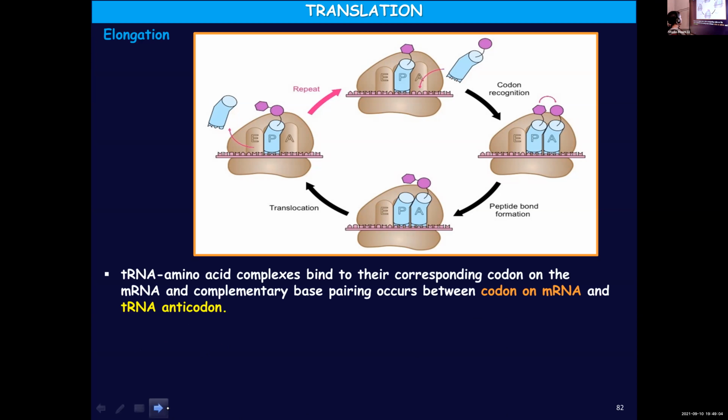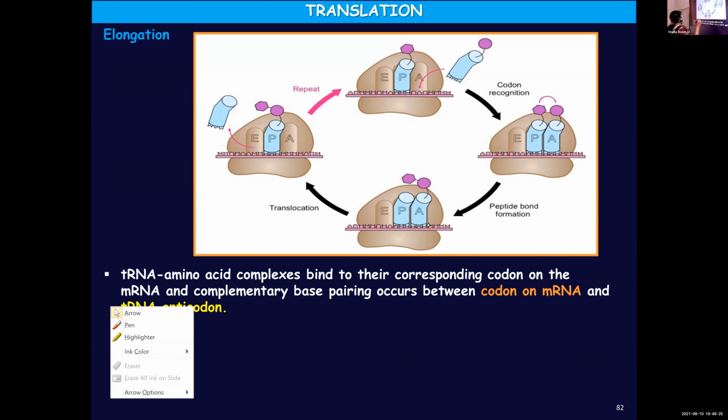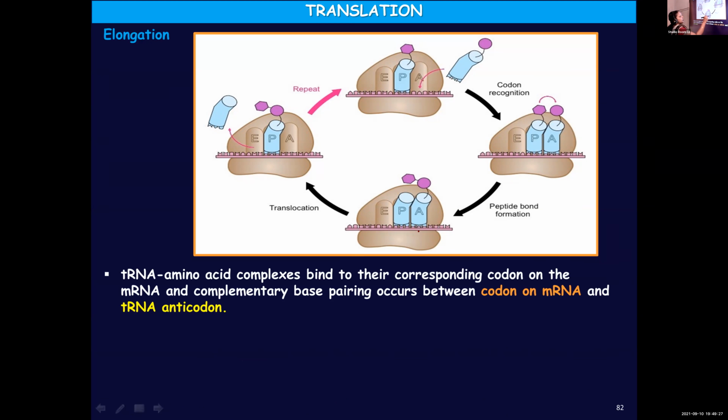Transfer RNA amino acid complexes bind to their corresponding codon. Children, what you need to remember is that all the new transfer RNAs entering through the aminoacyl acceptor site have the corresponding anticodon which can fix with the codon on the messenger RNA. If this is not matching, they cannot bind over here. The anticodon present on the transfer RNA should match the codon on the messenger RNA. Only then can they fix and the process can continue.